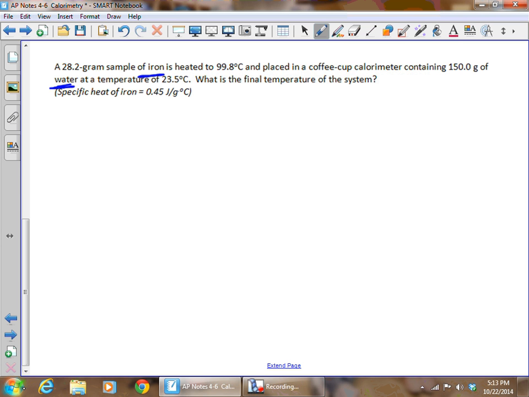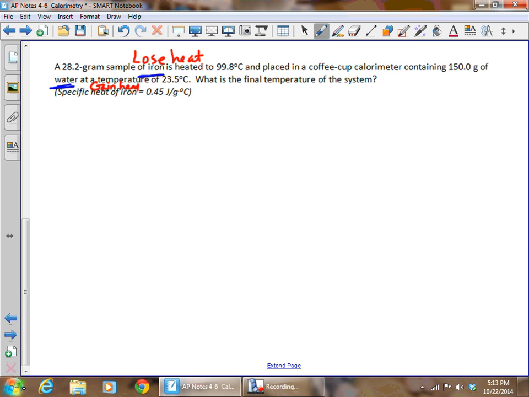Well, if we've got a 28.2 gram sample of iron that's heated up to 99.8 before it's dropped in, and the water started at 23.5, hopefully common sense tells you that the iron is going to lose heat. That's going to be where the heat loss is occurring. And since water starts at 23.5, it's going to increase in temperature, so it's going to gain heat.